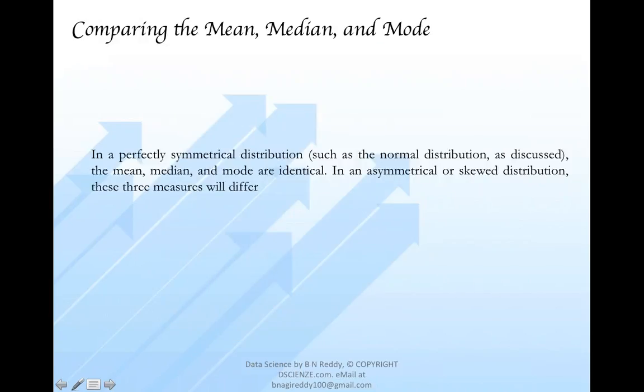And now let us compare mean, median, and mode. This is very important. When we design charts and views, either a bar chart or any chart, by just seeing it, we have to say how the data is distributed within the given data set. In a perfectly symmetrical distribution, such as the normal distribution, we call it normal trend line, normal regression. We will discuss them in coming sessions. Here, just understand the symmetrical distribution: data is equally distributed within the given data set.